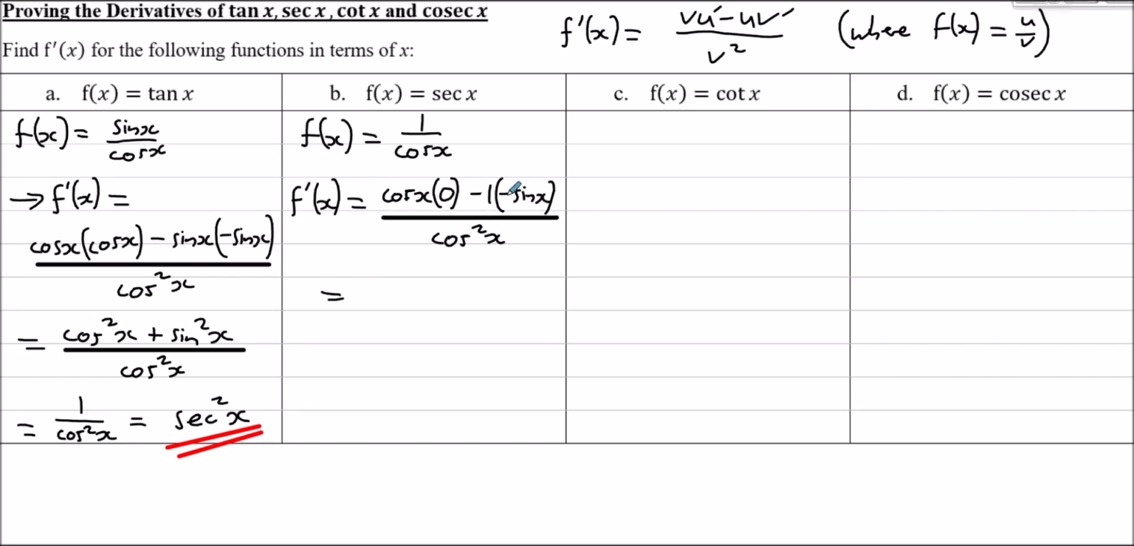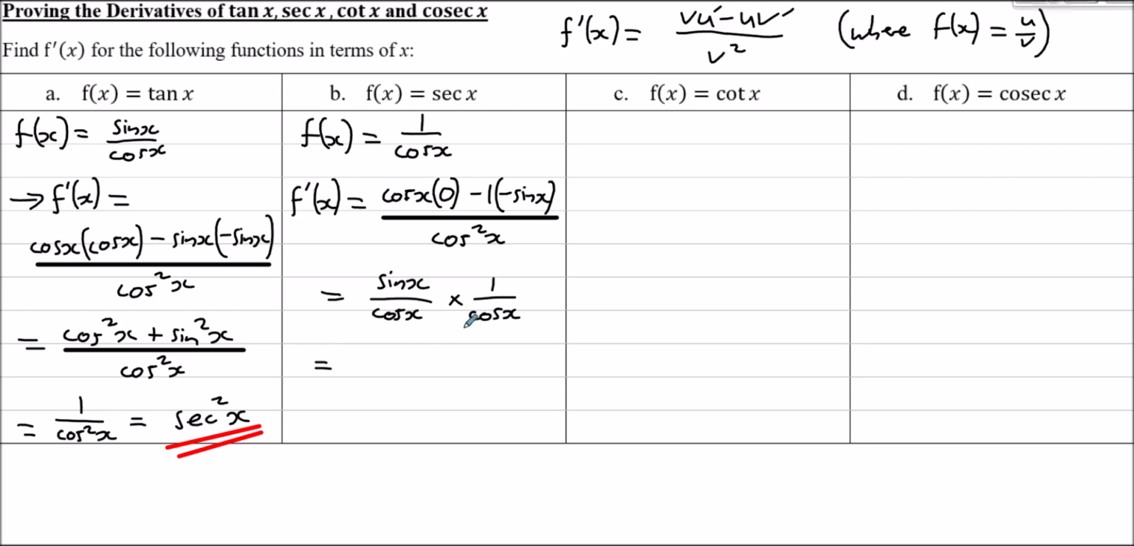Minus 1 multiplied by minus sine is going to give us positive sine of x all over cos squared of x. Now what I want to do here, I'm going to split the cos squared of x into a cos x and another cos x. Because if we do that, we can rewrite this derivative in terms of two other trig functions. Sine over cos is going to be tan. 1 over cos is, of course, sec.